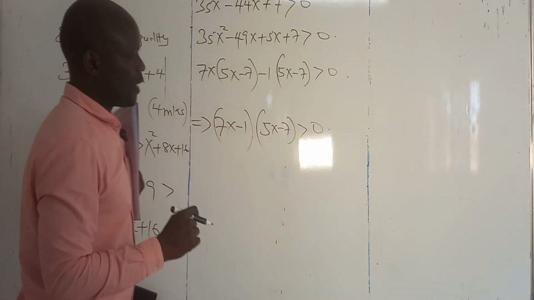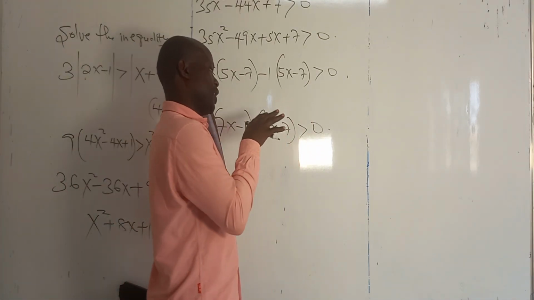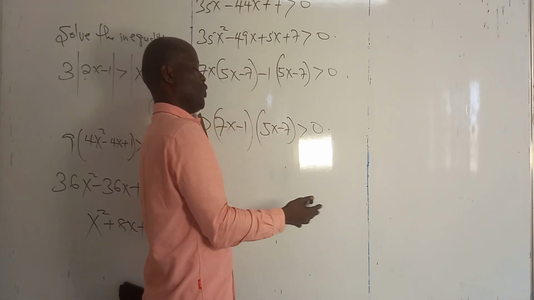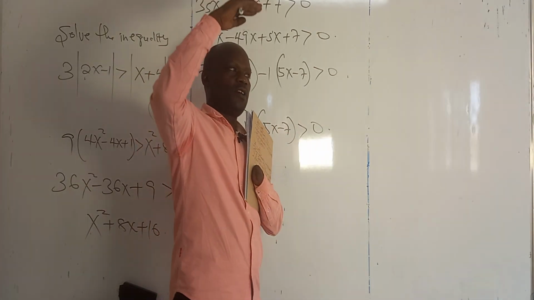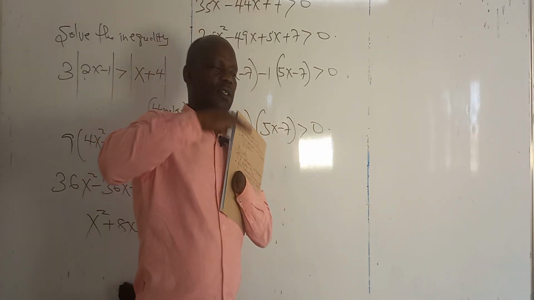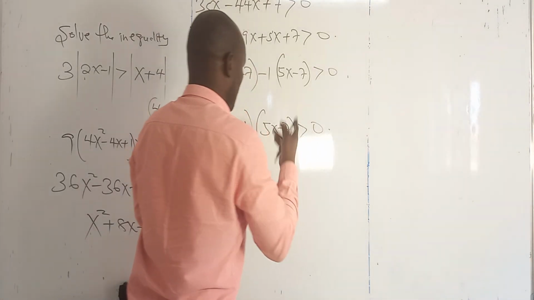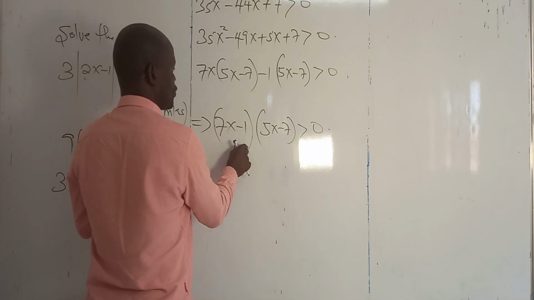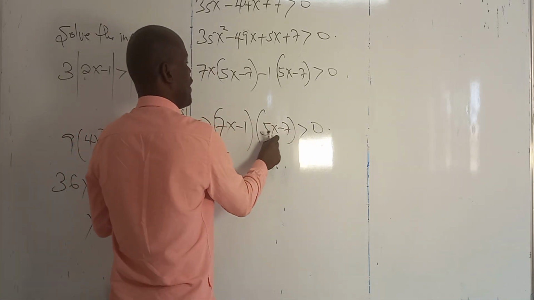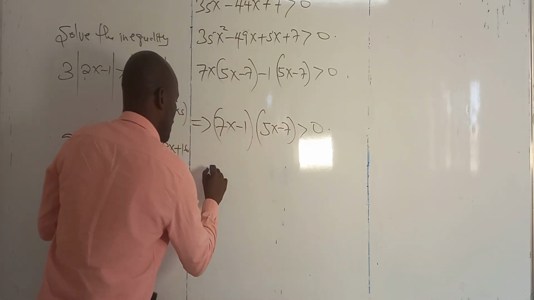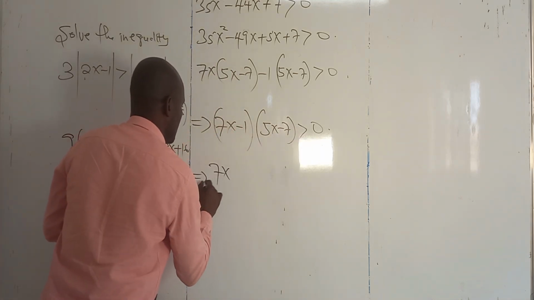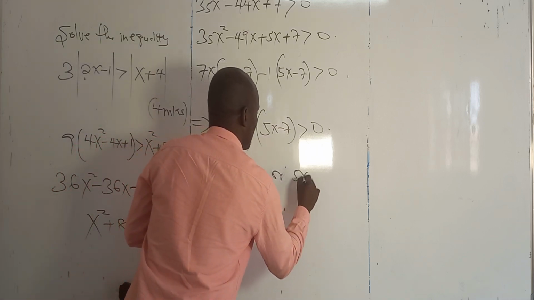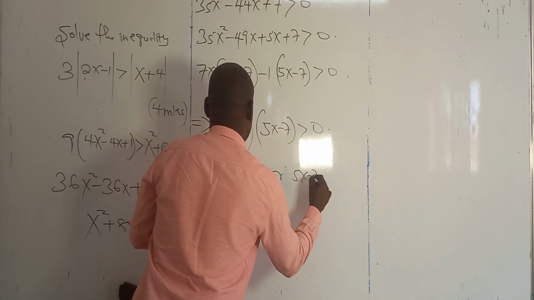Even if we drew our curve, we should be interested in those particular regions that are above the origin, because the whole function is greater than 0. So I'll sketch. This should imply that it's either 7x minus 1 is greater than 0, or 5x minus 7 is greater than 0.